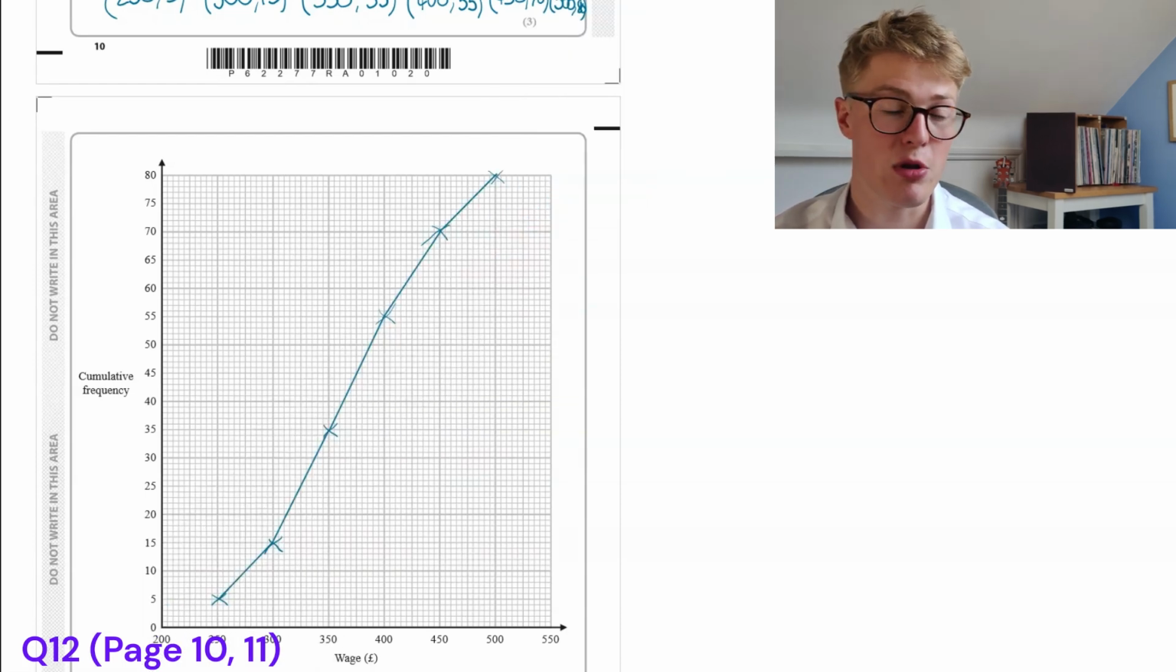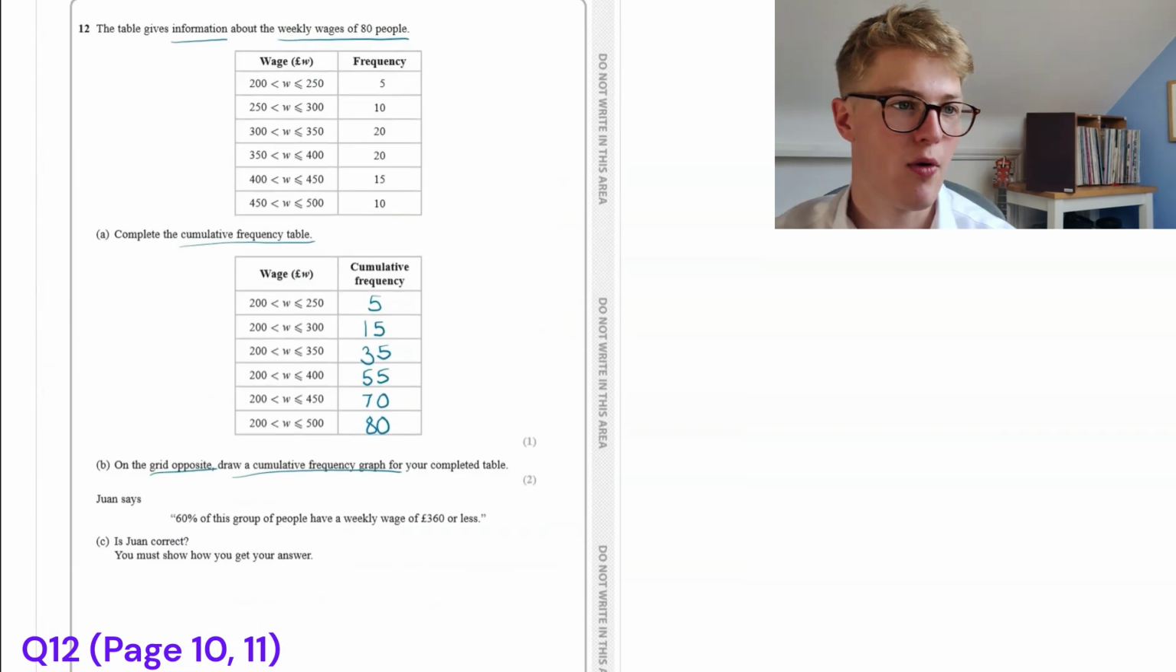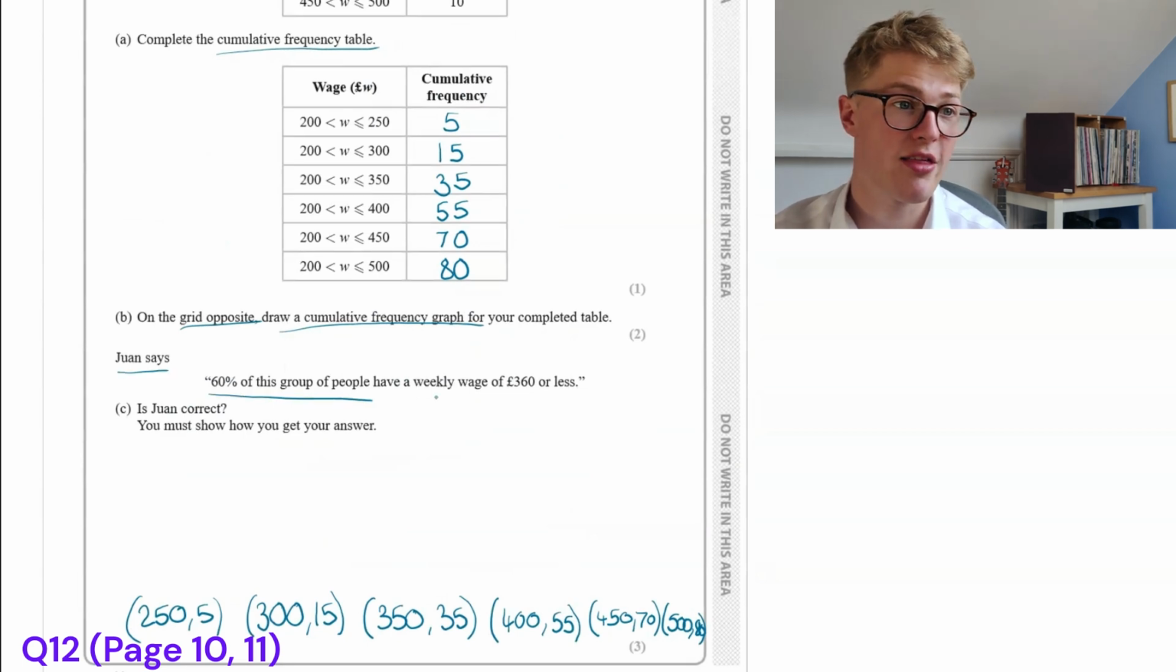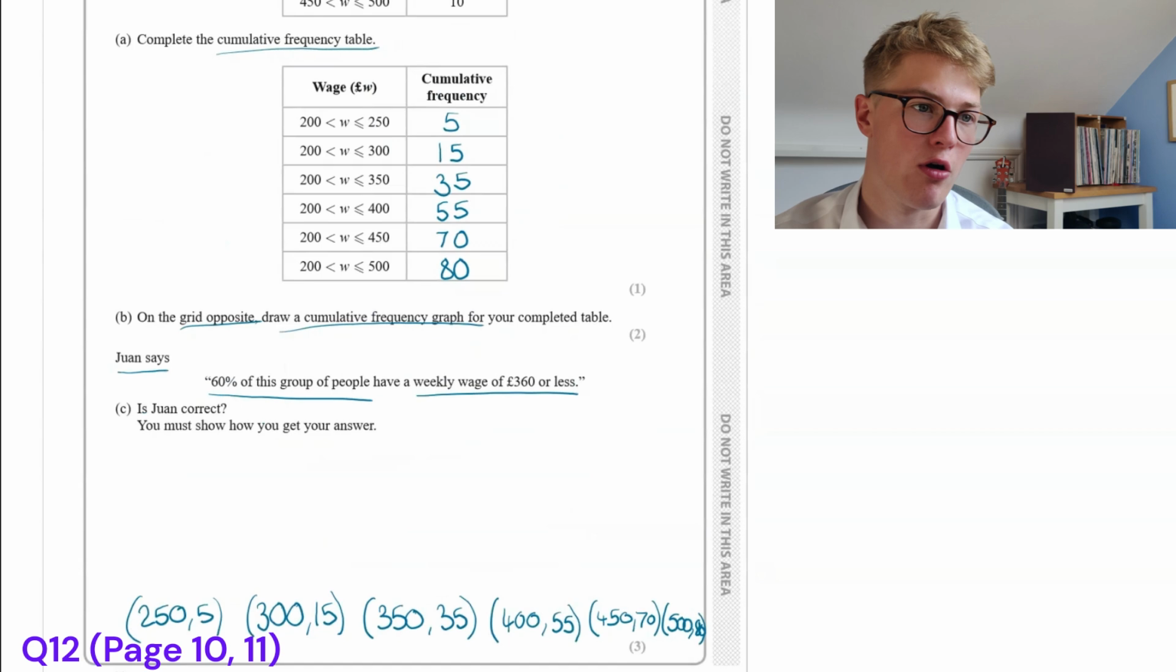In the mark scheme, it says it will ignore anything to the left of 250, so you can just ignore that for this question. Juan says that 60% of this group of people have a weekly wage of £360 or less. Is Juan correct? You must show how you got your answer.